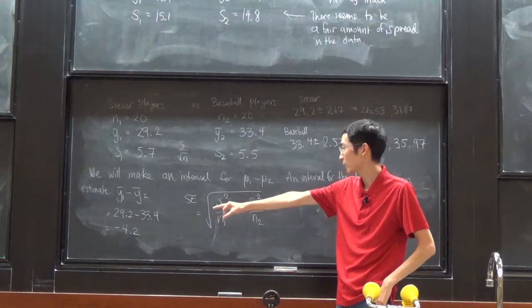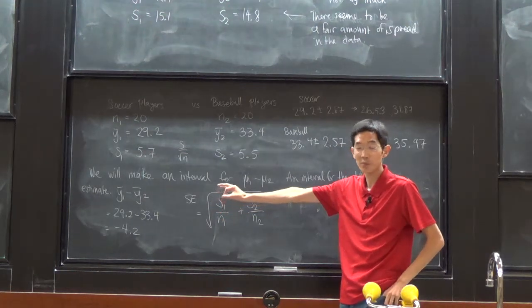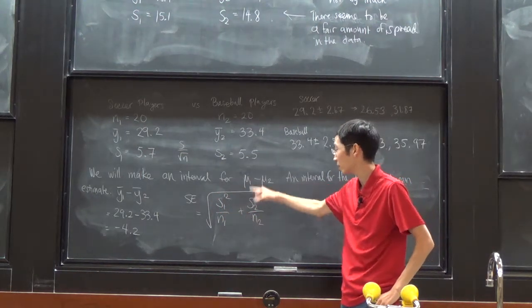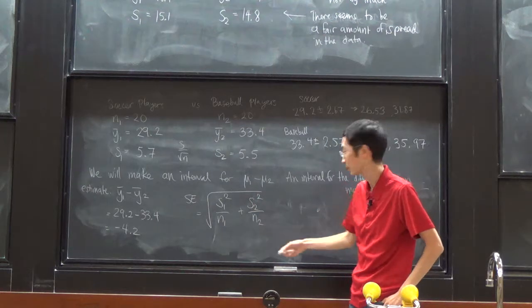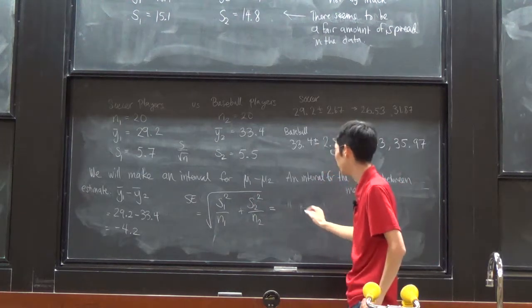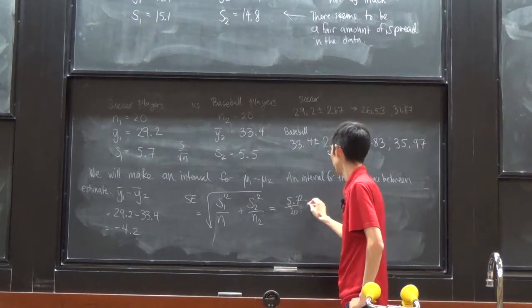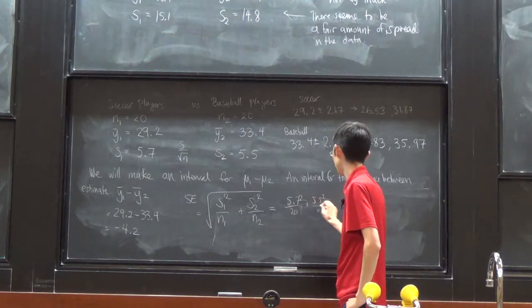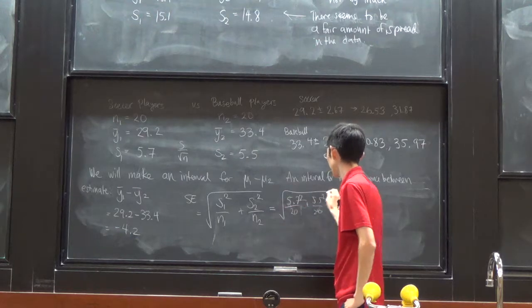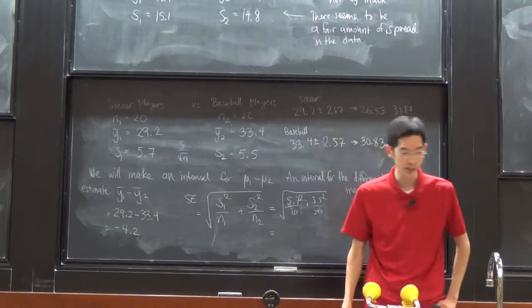So, okay, I've done 29.2 minus 33.4. I get that as my estimate for the difference between the means. And then we've got this value for our standard error. Okay? And so just plugging in values, I get 5.7 squared over 20 plus 5.5 squared over 20. And I take the square root of this, and I get some other number.